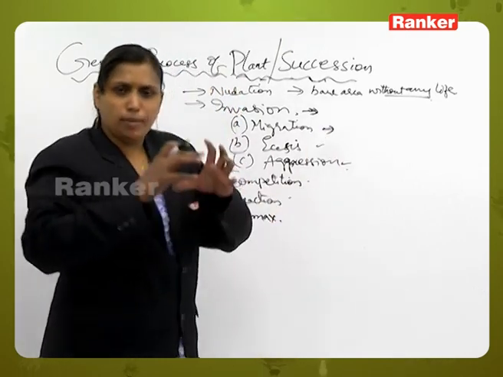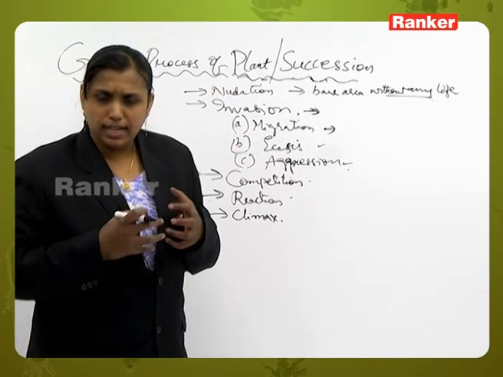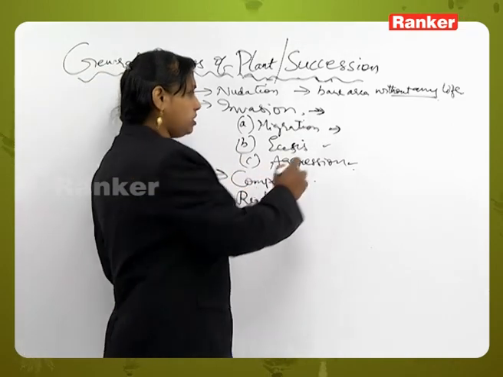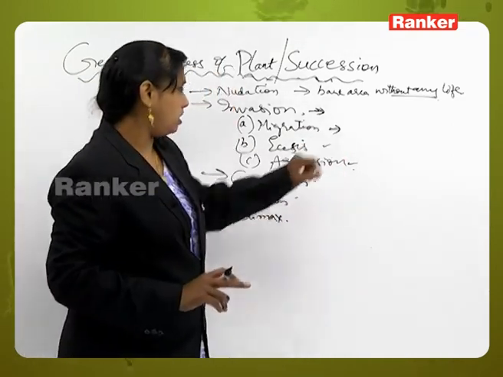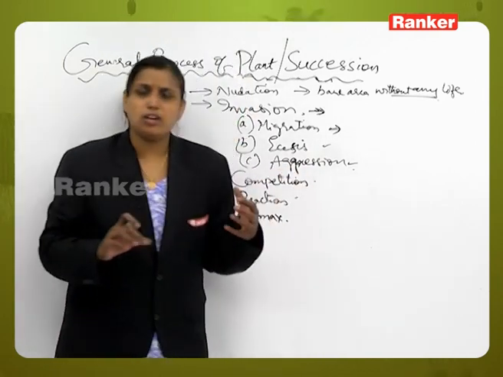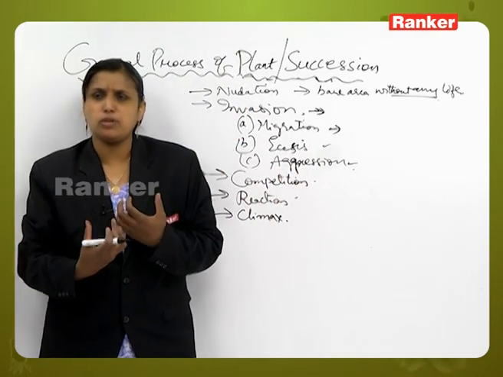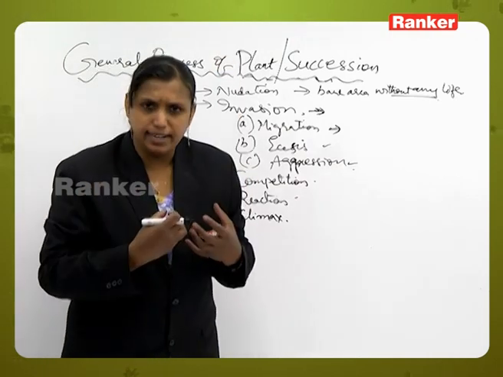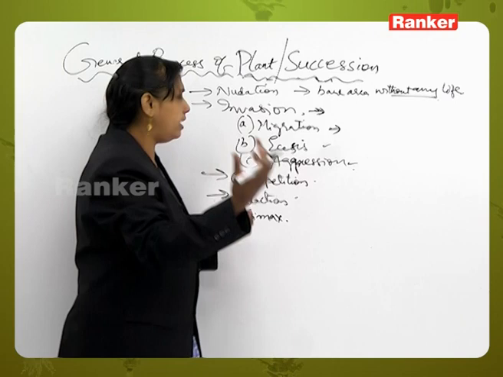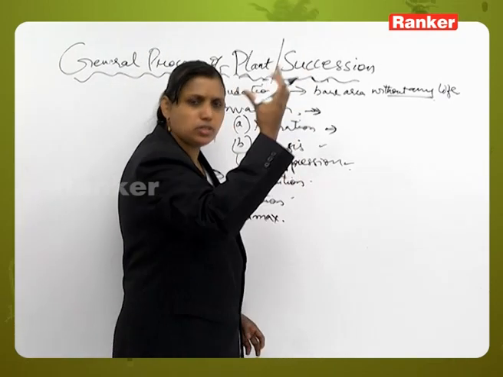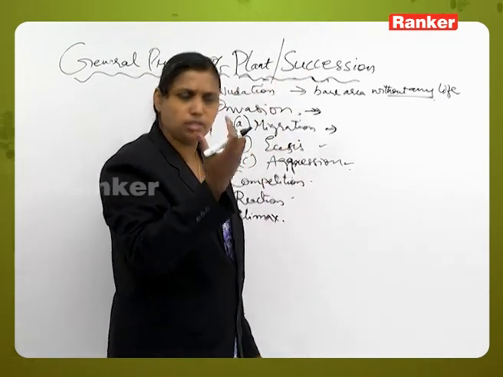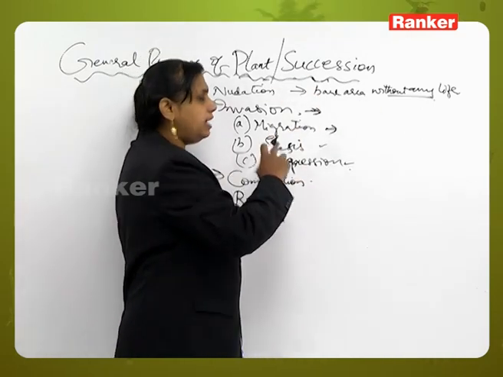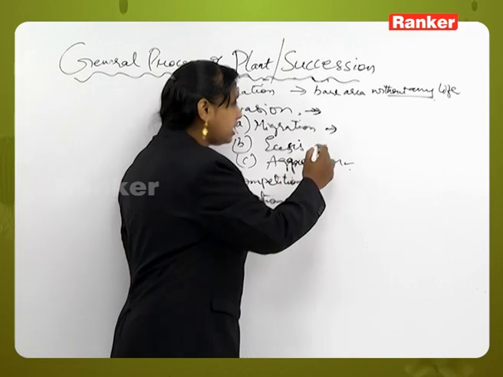So when a bare area is available, we occupy that area and we start to grow there, stay there, develop there. In that process, migration. As we said earlier, migration is the arrival of n number of animals, birds, seeds, fruits, or pollen grains from the outside environment, which may come because of climatic factors like wind, light, or rain, and invade that particular bare area, germinate and develop. Next, ecesis.